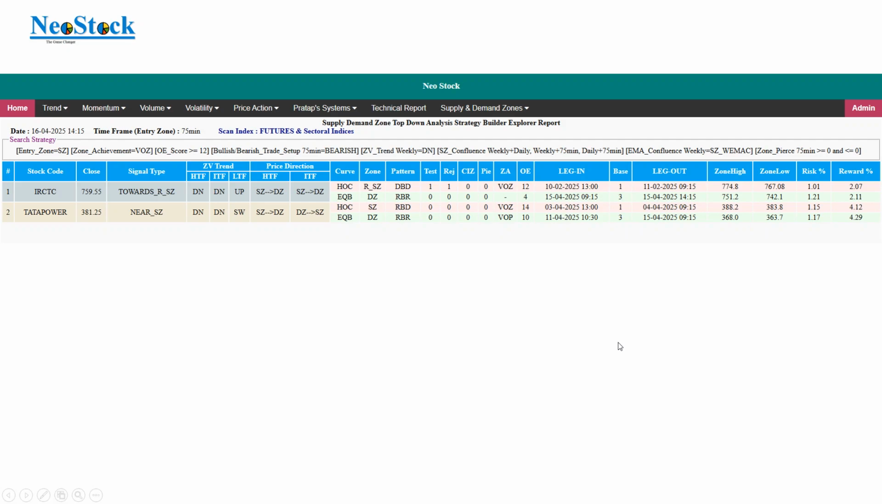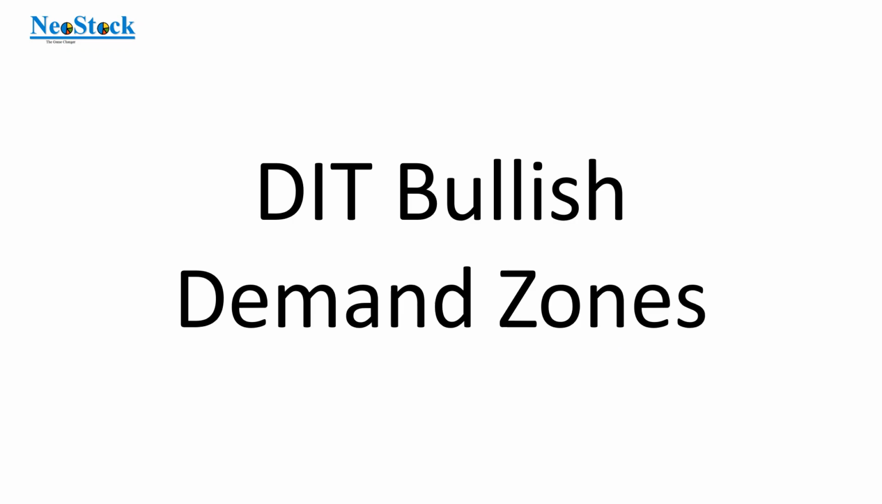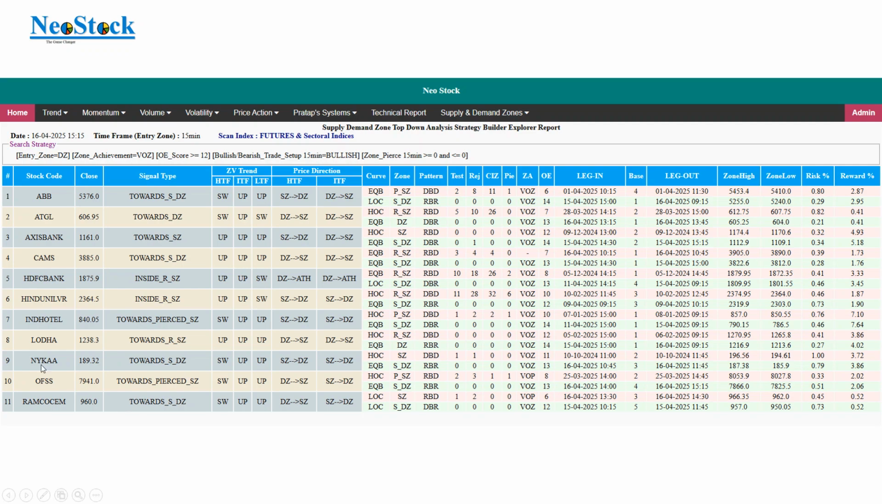Okay, this is about bearish trade setup for weekly income trade. Next, we will look into daily income trade bullish trade setup. We got 11 stocks. Out of these 11, how many are having more high probability to get success?